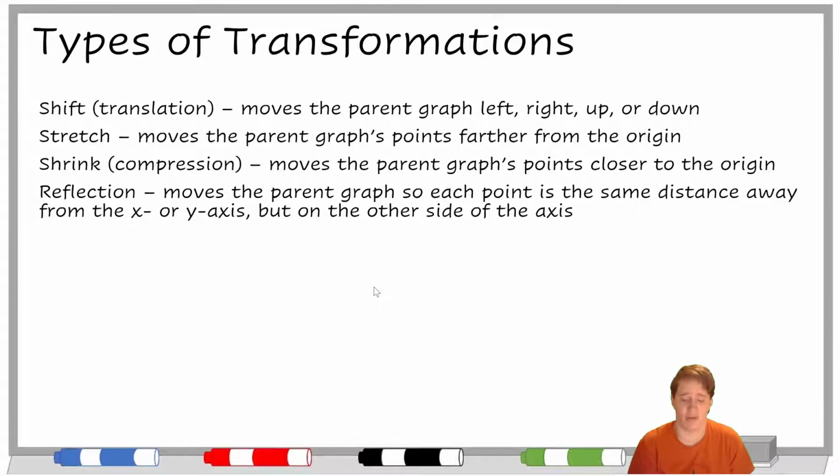And then we also saw a reflection in 9.1. Reflection is when you move the parent graph so that each point is the same distance away from the x or y axis. Typically, we reflect over the x-axis much more so than we reflect over the y-axis. And for parabolas, if we reflect over the y-axis, if it's centered on 0, 0, it looks the same. So if we reflect over the x-axis, we're taking the points and making them go face down instead of up. And so that's called a reflection. We're flipping the graph.